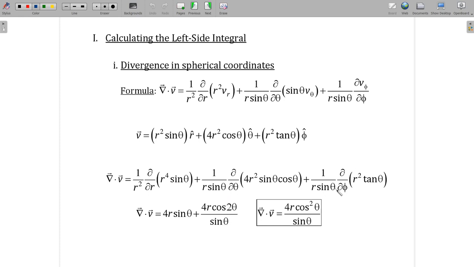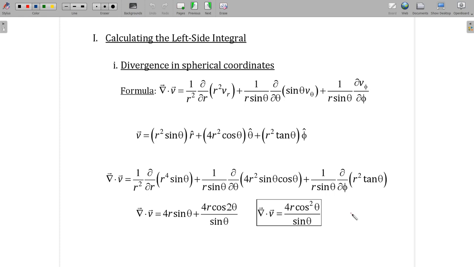And the third term comes out to be 0, because here we are taking the partial derivative with respect to phi, but the thing that we are differentiating is independent of phi, so it becomes 0. So then we get this, and applying some elementary trigonometry on the second term, we get the final answer, which is 4r cos square theta by sine theta. So this particular part is not very difficult.